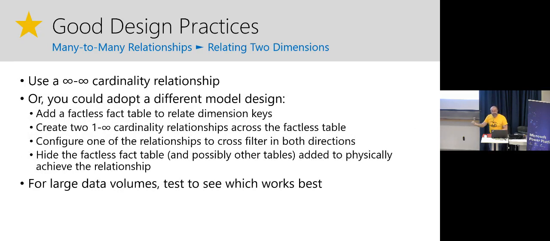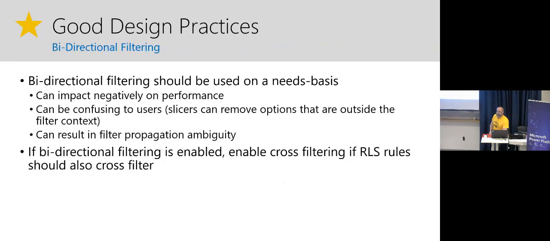We use a new factless fact table. We create many-to-one relationships, make one of them bi-directional to allow the filter propagation to happen. Bi-directional filtering, generally don't use it. Use it only many-to-many dimension to dimension. If you do create one-to-one relationships, they will always be bi-directional.